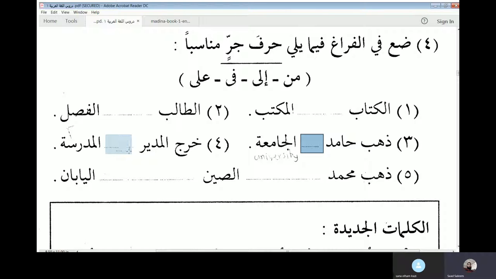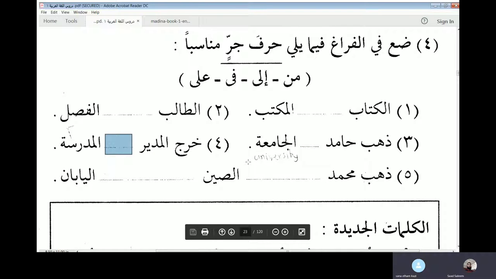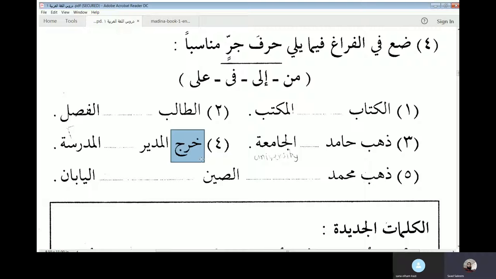Okay, Mr. Mujadid, your turn. Kharaja al-mudiru min al-madrasati. Kharaja means went out, or you can also say came out. Both meanings are correct. So the principal came out from the school. Good. The headmaster came out from the school. Okay. Next.